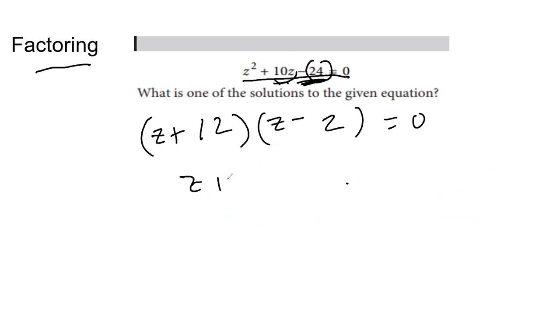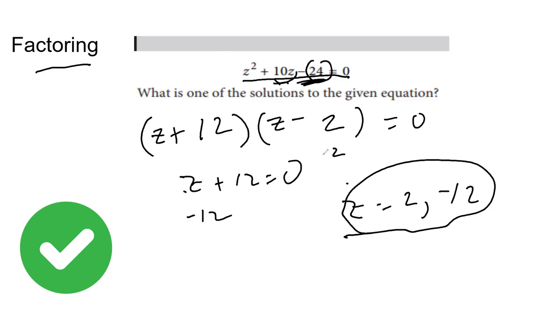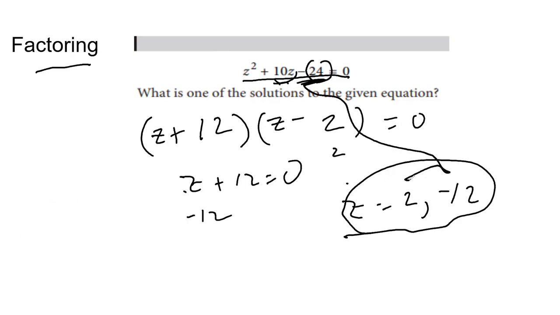Well, you have z plus 12 equal to 0. What gives you 0 if you put it in for z? It's negative 12. What about this one? It's 2. So z is equal to 2 and negative 12. Either one of these will give you the right answer. It says one of the solutions, so you could do either one. It doesn't matter. And if you plug these into z, you're going to get 0 when you plug it in.